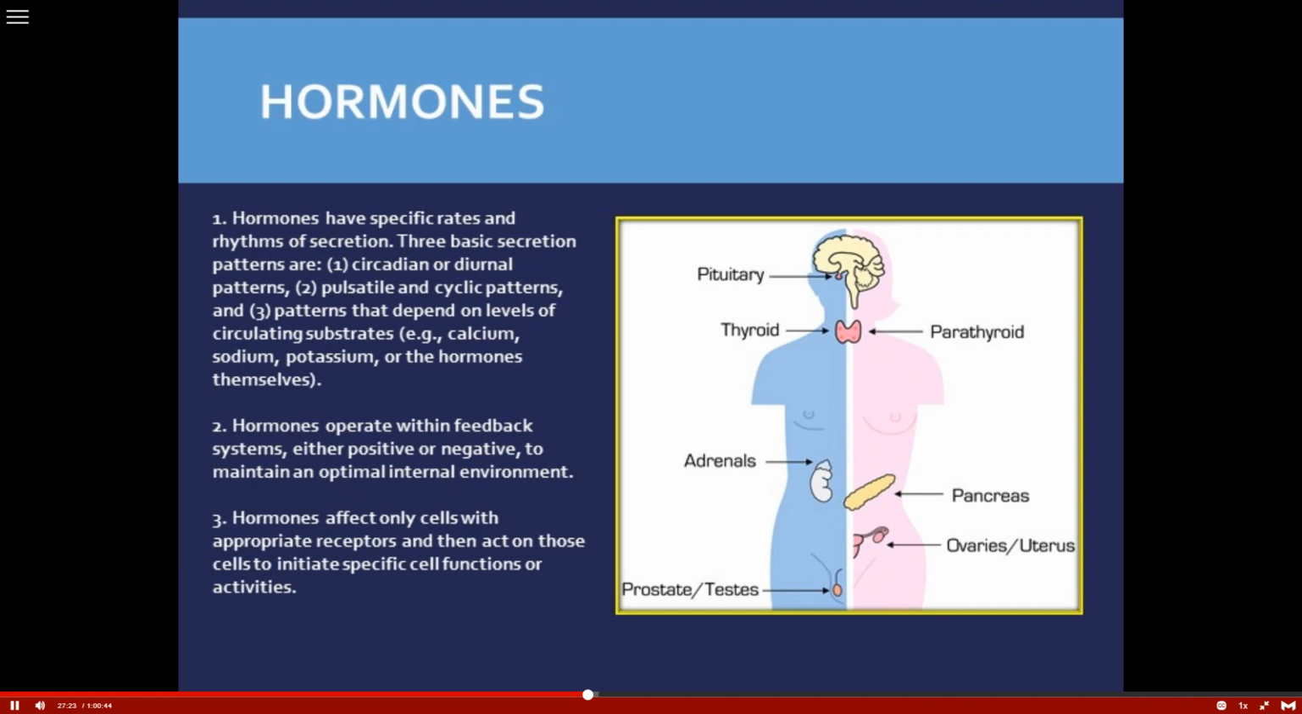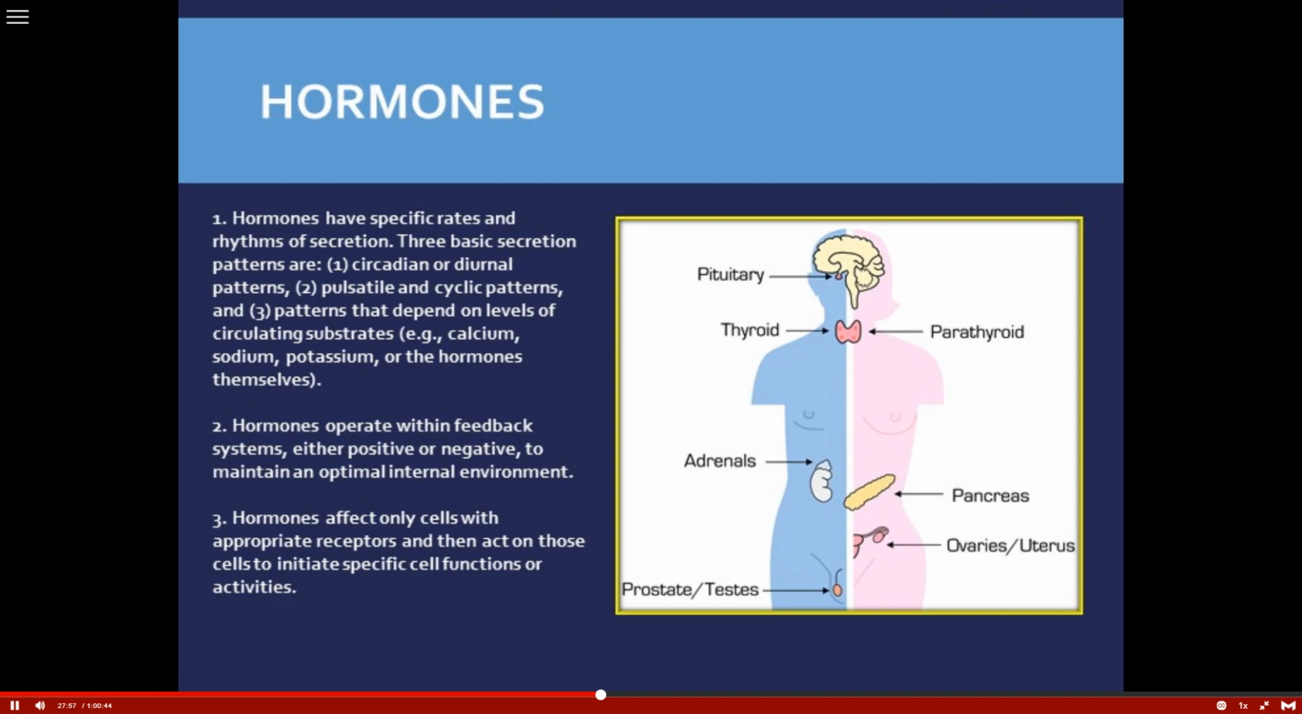In addition, there's something called pulsatile or cyclic patterns. A good example of this is insulin, right? Insulin, for example, when you're ready to eat, insulin starts becoming produced, right? And then, of course, the next one is patterns that depend on levels of circulating substrates. So we're going to talk about some of those, for example, calcium, sodium, potassium, or even hormones themselves can trigger other hormones to be produced.